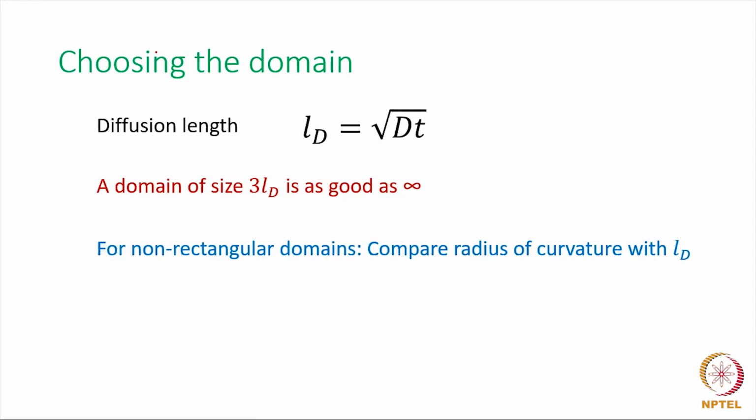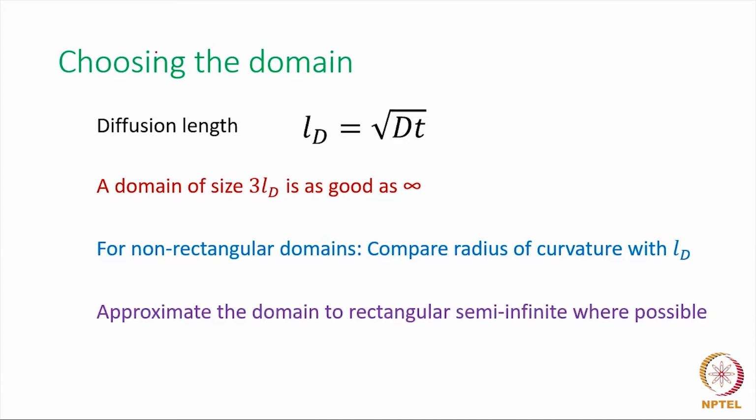For a non-rectangular domain, usually we have to also see how the radius of curvature compares with the LD. Is the radius of curvature significantly large compared to LD, in which case we may actually take the planar geometry to be valid. And wherever possible, we should try and see if the rectangular semi-infinite domain is possible. The reason being that there are a lot of solutions that are readily available for this particular kind of domain. So if we are able to bring the problem to a semi-infinite domain, then our life is quite simple.